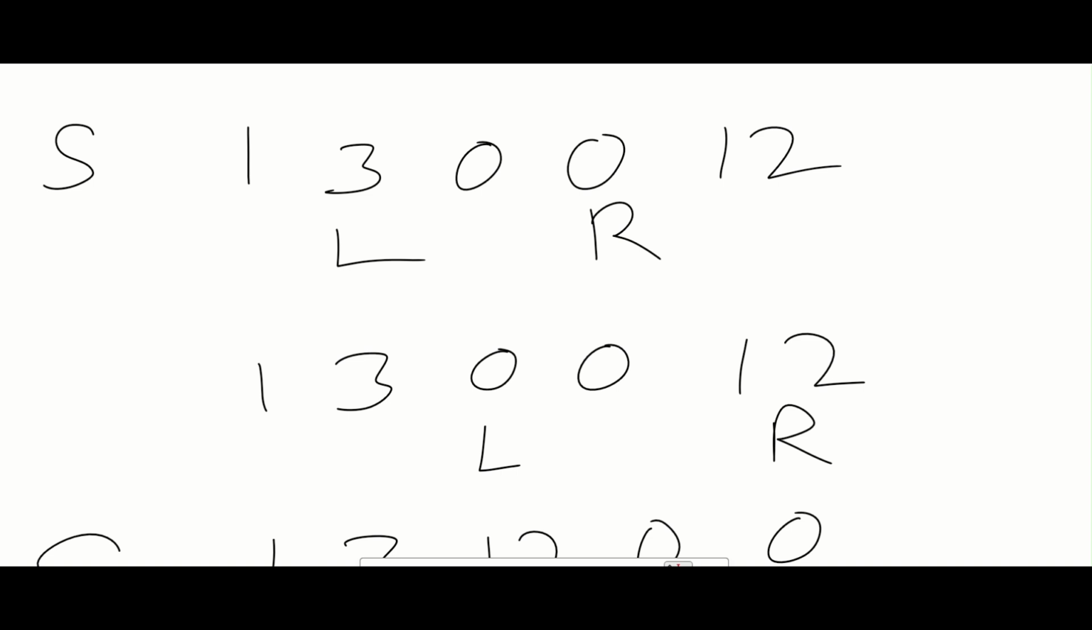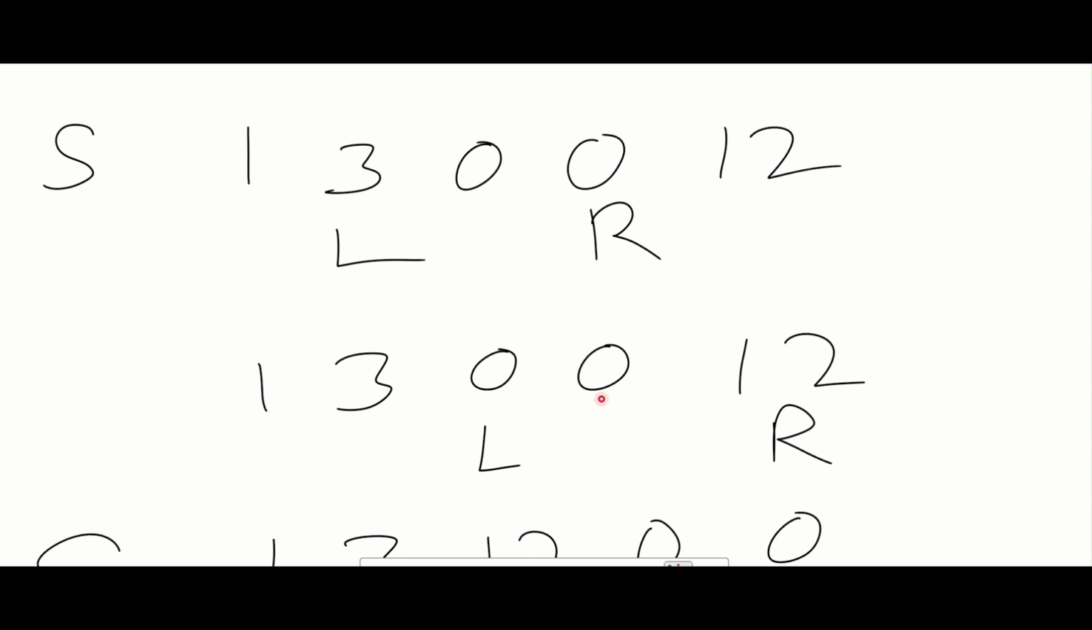So there are a couple of observations for left and right. Right is always finding the non-zero value, and left is always at the first zero. That was the observation.